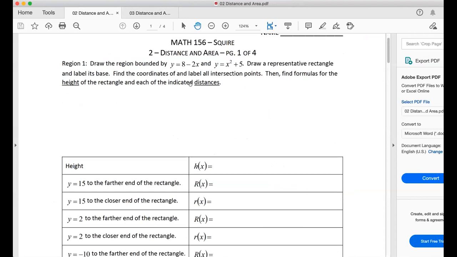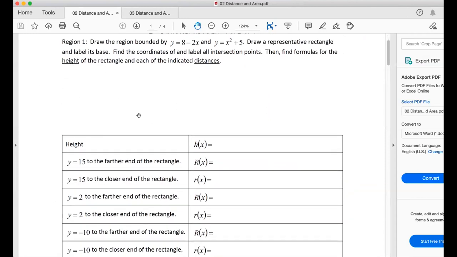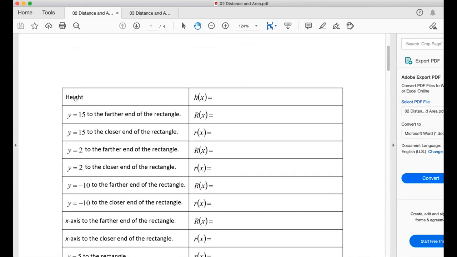So what we're going to do on this worksheet, it's 4 pages, but it's basically 4 like what we just did, where you draw a region and then it's asking for a bunch of distances. So it's putting height first, which is the last one we did, and then the distance from this line to the farther end and this line to the closer end. Does that make sense? Okay, so given that I'm calling these h of x, r of x, use dx on this page. Does that make sense?